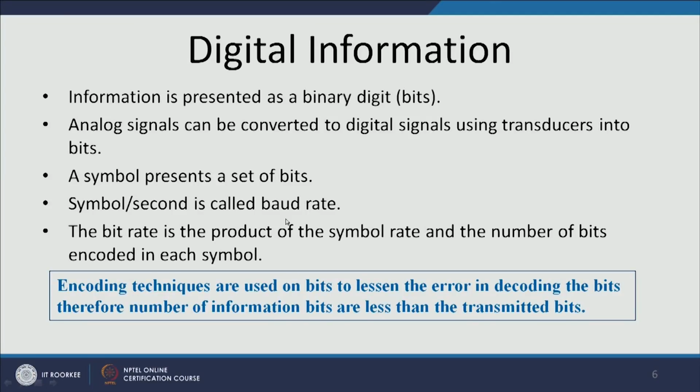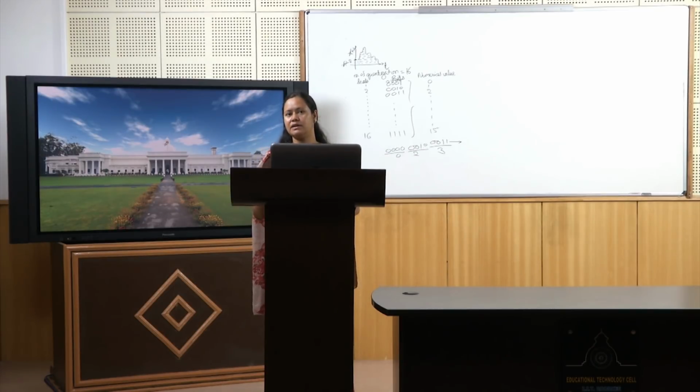So, once we have our stream of bits, a symbol represents a set of bits. It means a symbol can have either 1 bit or more than 1 bit. It can be 2, 4, 8, 16, depending on the modulation we have chosen. Now, symbols per second is called the baud rate. So, normally we propose that this is our symbol speed. At this speed we are sending our symbols, and inside one symbol you can have many bits.